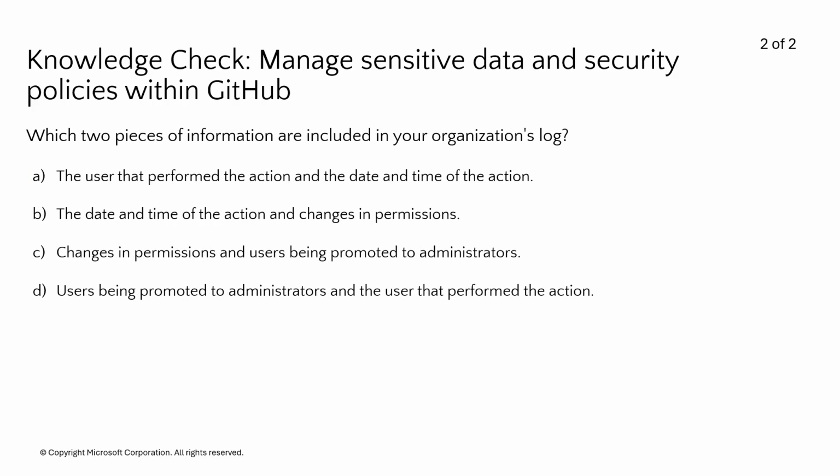Which two pieces of information are included in your organization's log? The user that performed the action and the date and time of the action; the date and time of the action and the changes in permission; changes in permission and user being promoted to administrator; user being promoted to administrator and the user that performs the action. And it's the user that performed the action and the date and time of the action.